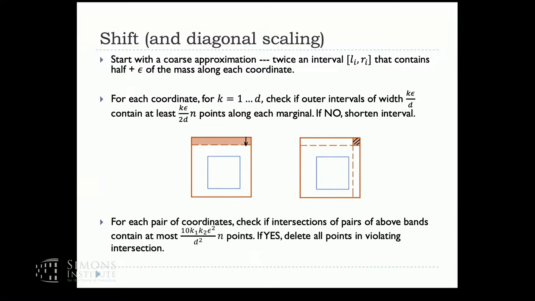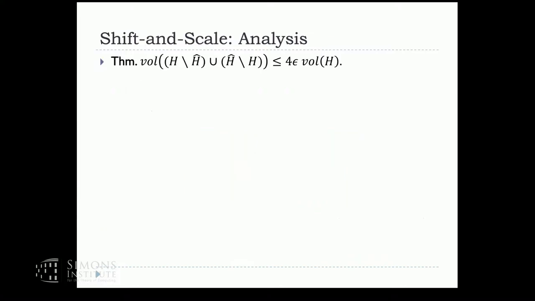Now the point is most of what you're throwing out is noise. You might throw out a little bit of true points. You don't care. You have epsilon. You might get to 2 epsilon. So that's it. These are the two operations. You keep doing this as much as you can. Do this, do this, do this, do this while you can, and stop. That's the whole algorithm. And then you can guarantee that what you end up with will be 4 epsilon TV distance.